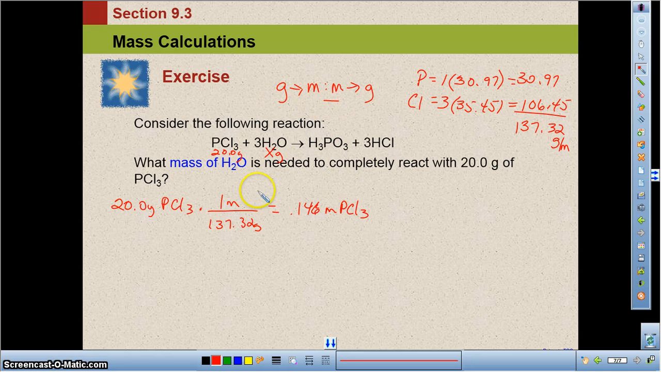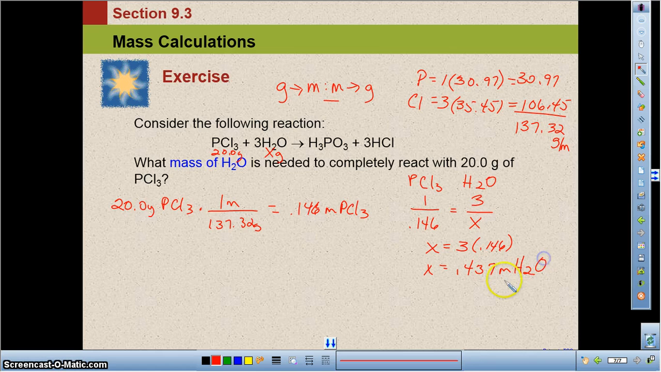Now we do our mole to mole ratio. We start with PCl3, and we're going to put H2O here because that's the one that we need to know. Our balanced reaction tells us that 1 PCl3 reacts with 3 waters. Our problem tells us that we have 0.146 moles of PCl3, and I need to find out how many moles of water that would require. So we cross multiply. We take 0.146 times 3, and we have X equals 0.437 moles of water.